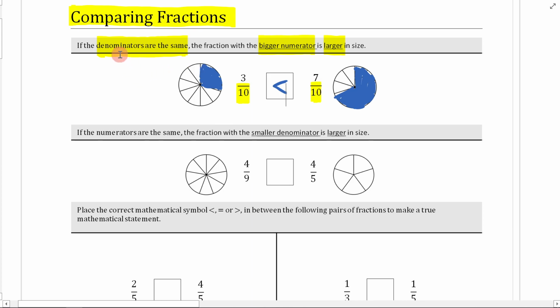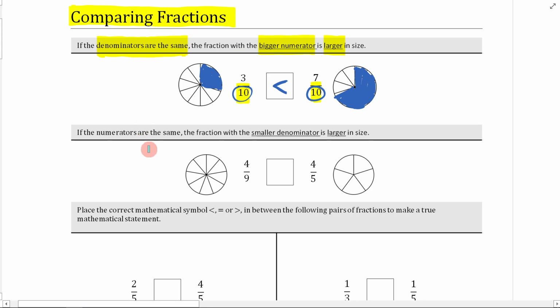So just to reiterate, when the denominators are the same, so here you can see the denominators were the same, the fraction with the bigger numerator, this had the bigger numerator, 7, is larger in size. So when the denominators are the same, the one with the bigger numerator is larger in size. So that's why 7 on 10 was bigger than 3 on 10. Let's now go on to the next one.